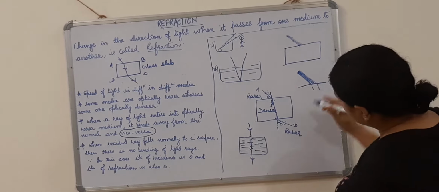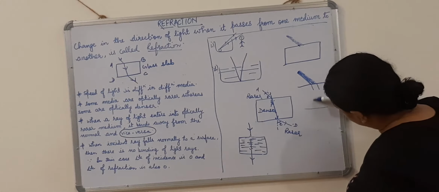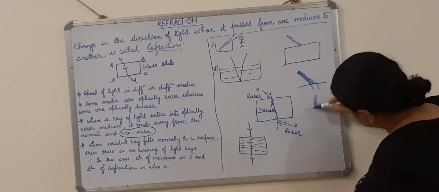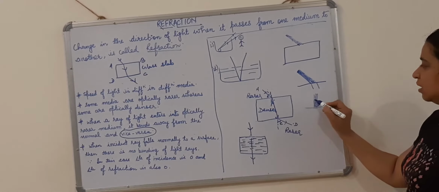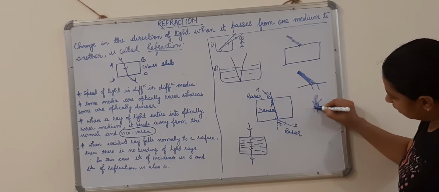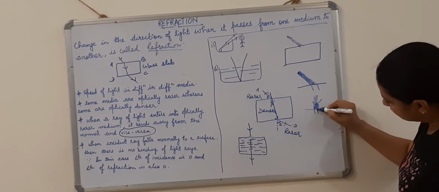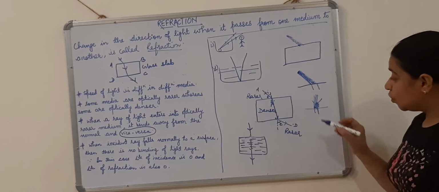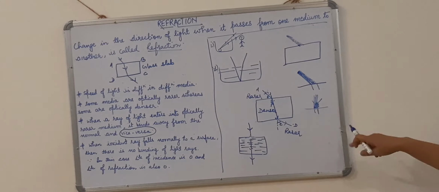But if the ray of light is not falling obliquely, if the ray of light is falling like this, you can see the whole portion of the light ray is entering into the other medium at the same time. When this part of the light ray enters the other medium, at the same time this part will also enter. So there is no bending of light rays in this case. This can also be explained for the refraction of light.